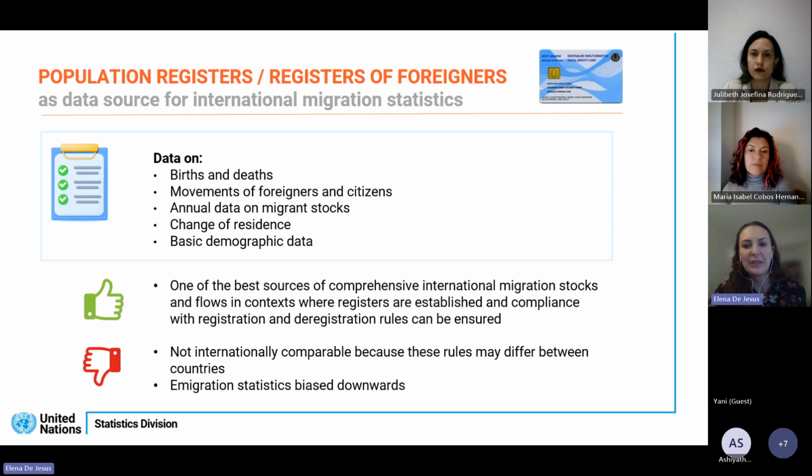But of course, it's quite challenging to achieve a smooth and robust registration and deregistration process. So, for example, for deregistration especially, it's hard to keep track because people might just leave the country and skip the deregistration step, and you wouldn't know that they've left. So that can result in an undercount with regard to immigration in particular.